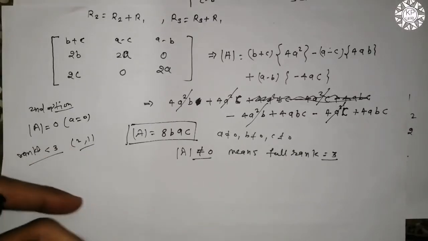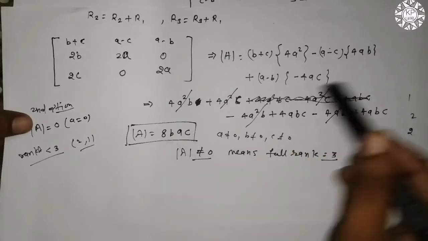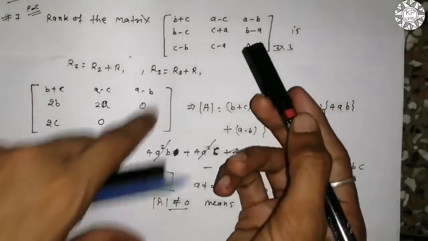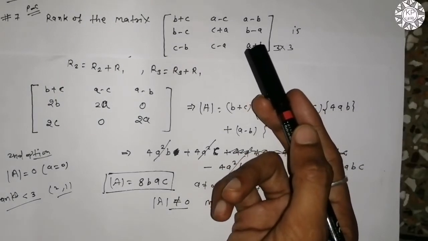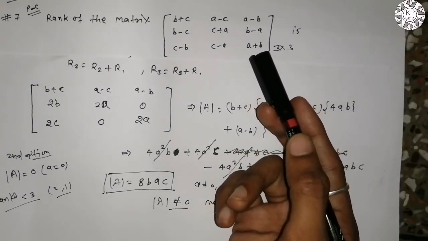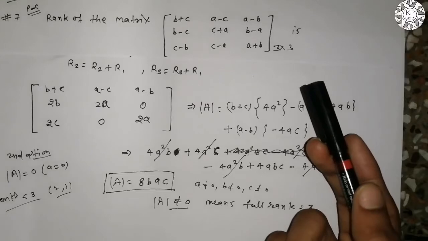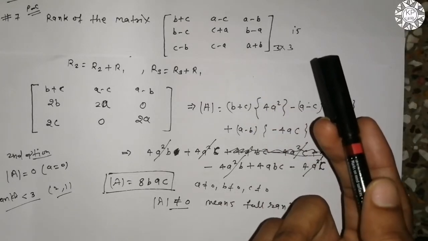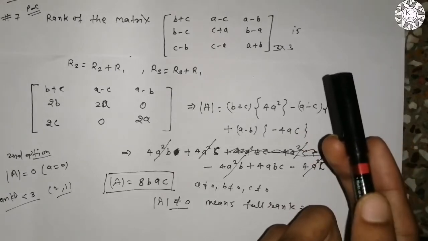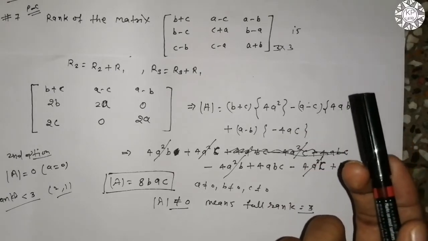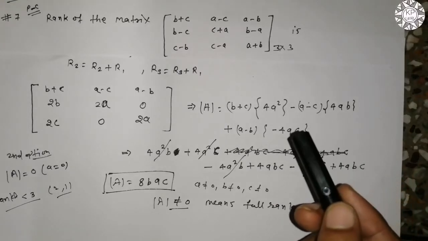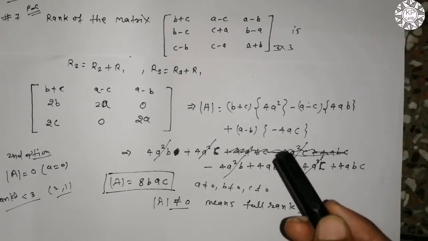Now check the submatrix of 2 cross 2. Take any 2 cross 2 submatrix. If its determinant is not equal to 0, then we can say rank of A equals 2, otherwise rank of A is less than 2, maybe 1, maybe 0, depending on the 2 cross 2 submatrix. Now we check the 2 cross 2 submatrix.